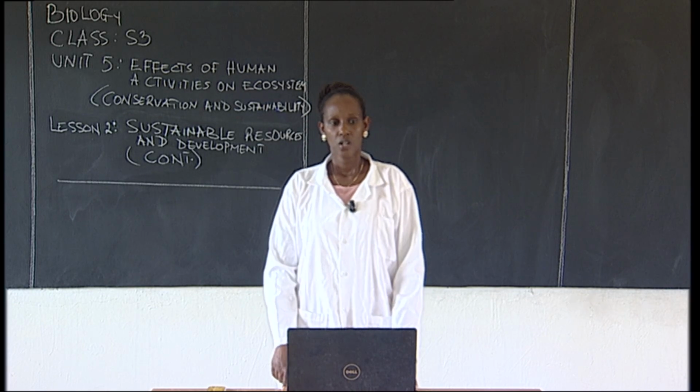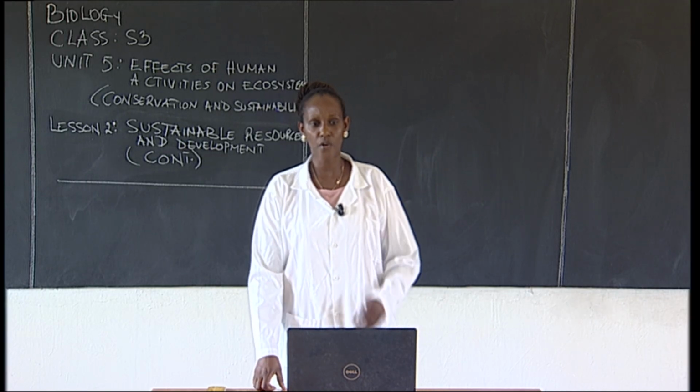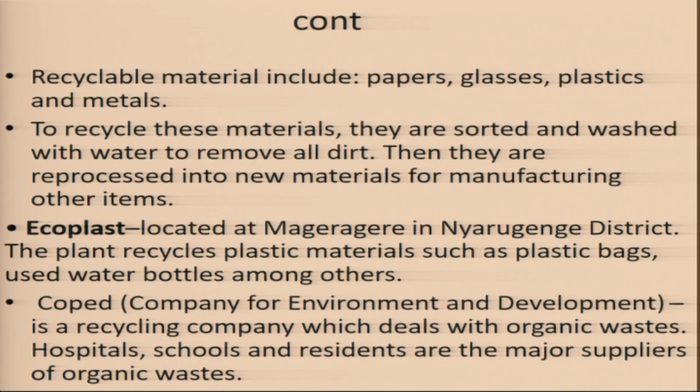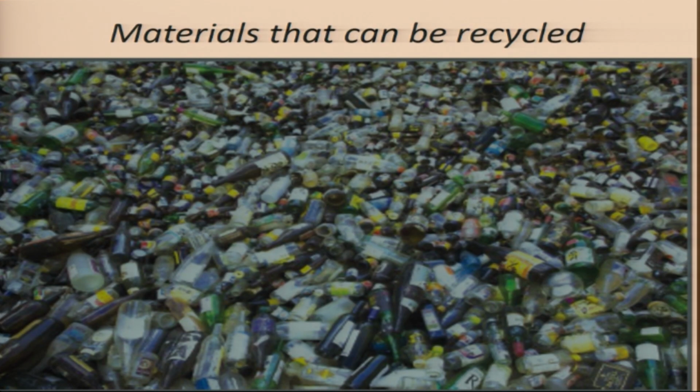All right? So companies like the Company for Environment and Development is a recycling company which deals with organic wastes. Hospitals, schools, and residents are the major suppliers of those organic wastes. All right? Good. So these are some of the materials that can be recycled. Look on the screen. A lot of bottles, both plastic and glass bottles. These ones are very, very useful. When you think that you have used them, and say let me just dump them, no, no, no, don't dump them.